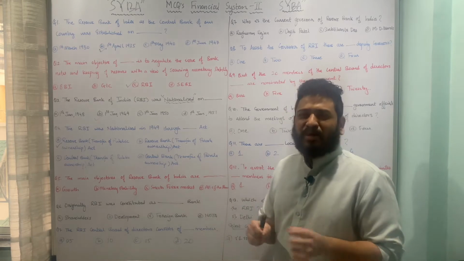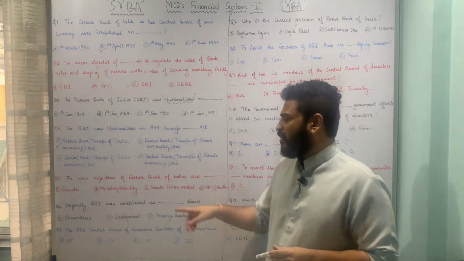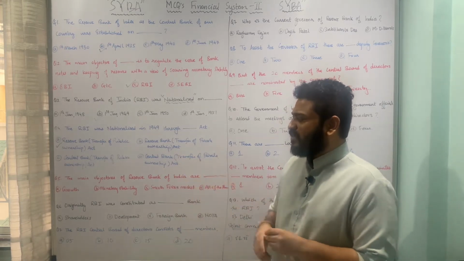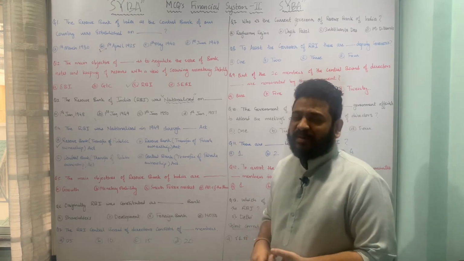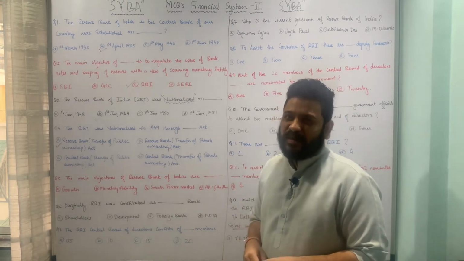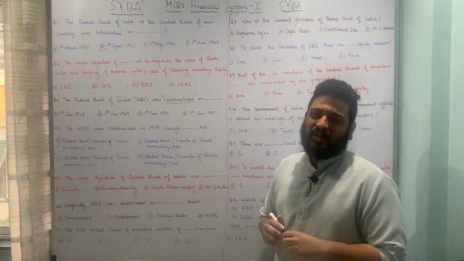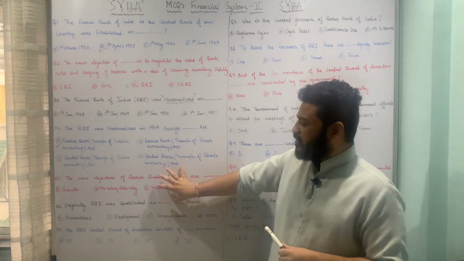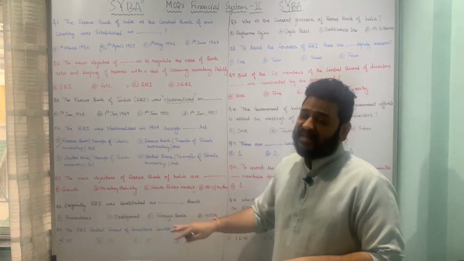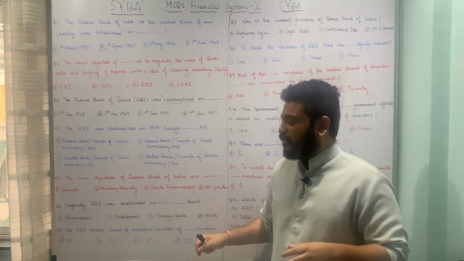So here again the main objective or objectives of Reserve Bank of India are all of these three things, that is growth as well as monetary stability and smooth functioning of foreign exchange markets or forex markets. So here the correct answer is D, all of the above. I hope the question is clear. Let us now move to the next one. This is again very important. You might get such questions.